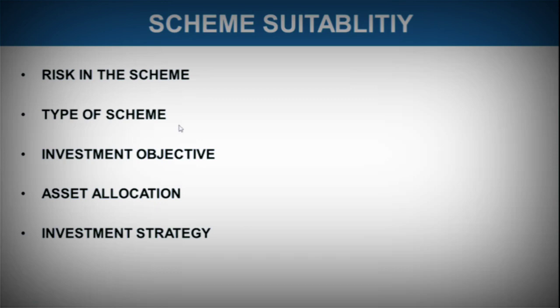Then the type of scheme, whether it is equity, debt, or hybrid, which category the scheme belongs to, needs to be mentioned. Investment objective could be capital appreciation, or children's education funding. There could be different objectives for which schemes have been provided. Asset allocation is also represented, like for equity schemes, 60% will be invested in equity, 40% will go in other instruments. So asset allocation needs to be prescribed, showing where the major proportion of the investment amount is going.